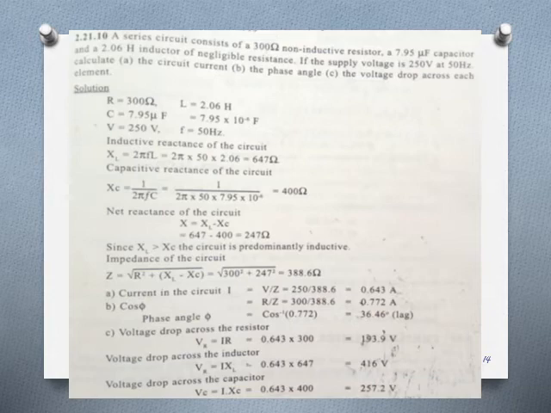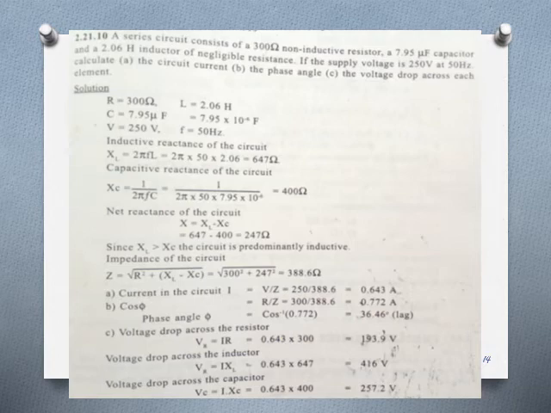Now the first thing you have to find out is the circuit current I. I is equal to total voltage V divided by the total impedance of the circuit, V by Z. So it is 250 divided by 388.6. You get it as 0.643 ampere. Next is cos phi. Cos phi is R by Z. So it is 300 divided by 388.6. So you get it as 0.772. It is not ampere. That is just a wrong denotation.